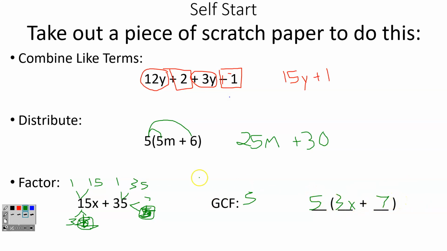If I want to check my work, I can do rainbows. 15x plus 35, which is the same thing I started with, so I'm good.